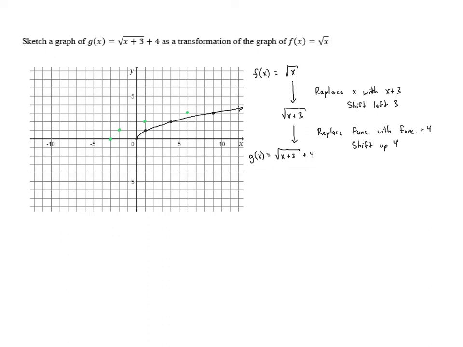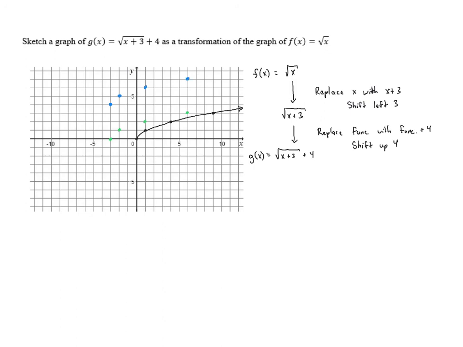Now we have to shift them all up 4. So I'm going to take each of these points and shift them up 4 units. This first one is going to move right here. The next one, when we shift it up 4 units, is going to go right here. Then the next one, when we shift up 4 units, is going to go right here. And the fourth one, when we shift up 4 units, is going to go right here.